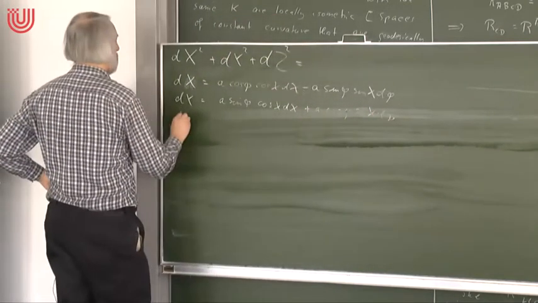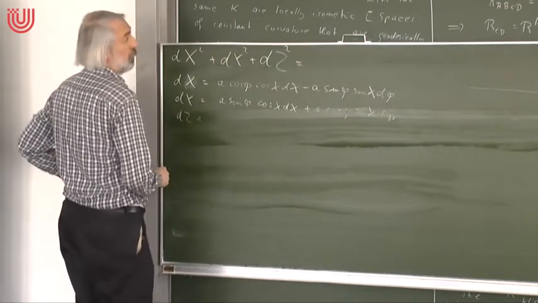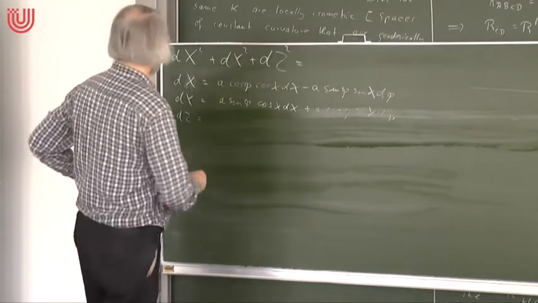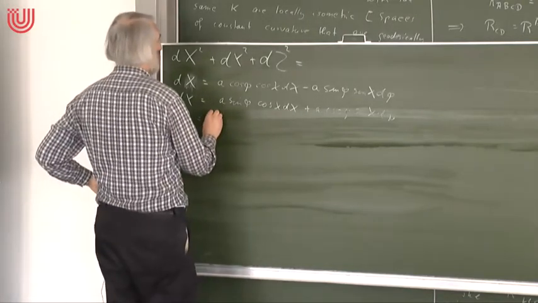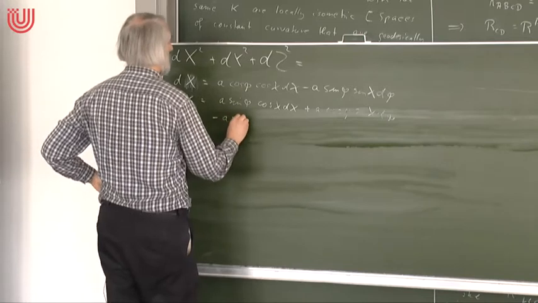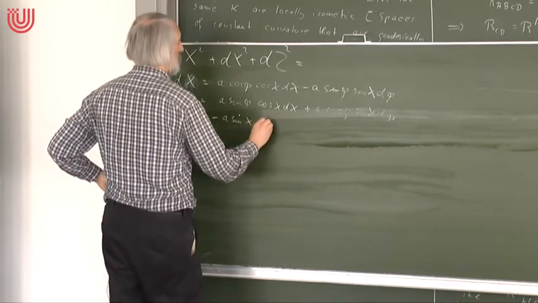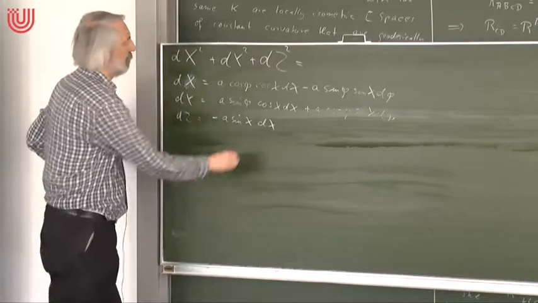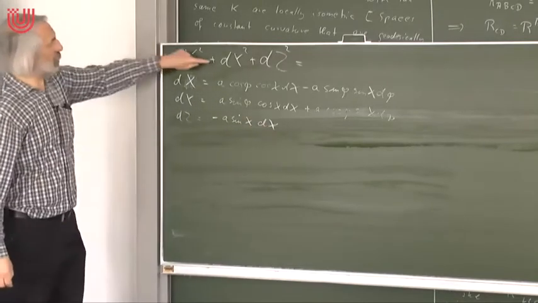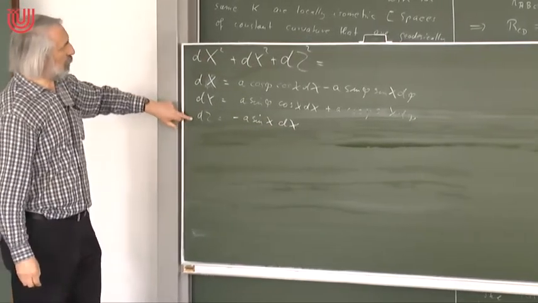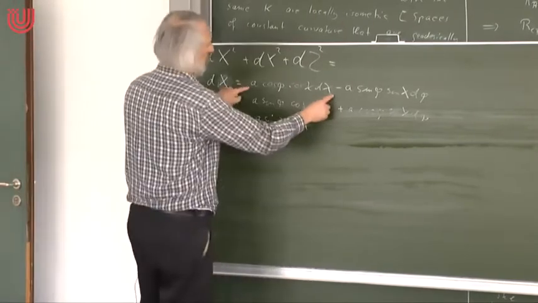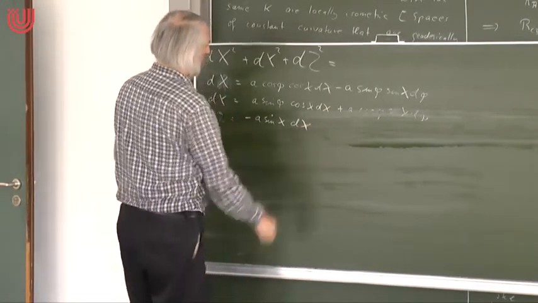Sine and dz. The derivative of what was it? It was cosine of chi. So I get minus a sine chi d chi. Okay? And now let's calculate this expression: dx squared plus dy squared plus dz squared. So this squared plus this squared plus this squared.